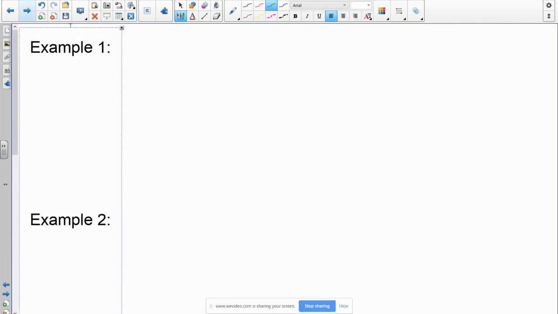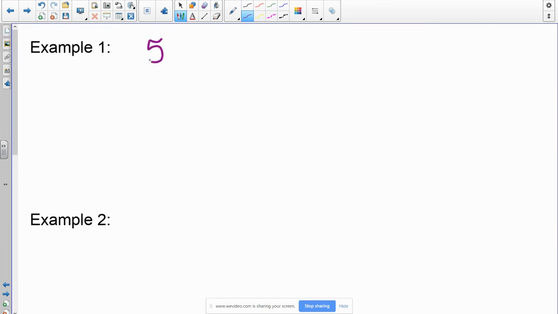So let's get into some of these problems so we can work on all that vocabulary we just looked at. Our first example we're going to look at is 5x plus 2 equals 32. Our goal when solving equations is to get the x alone.